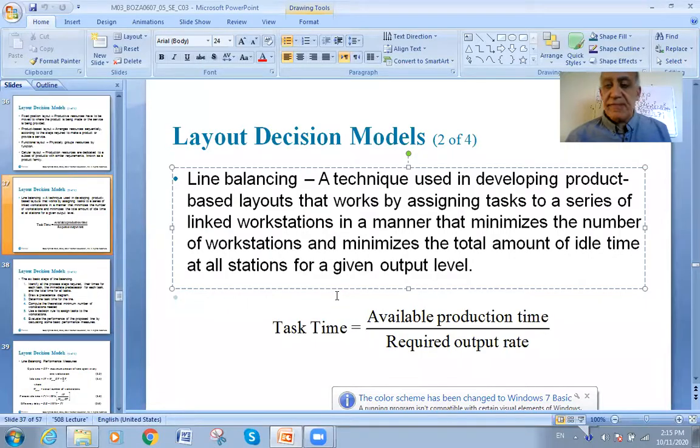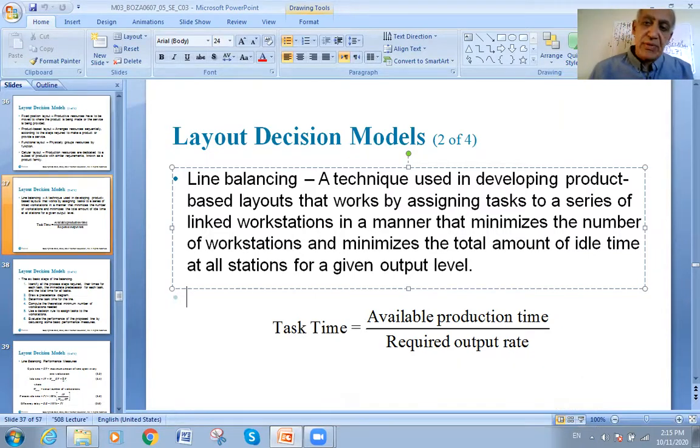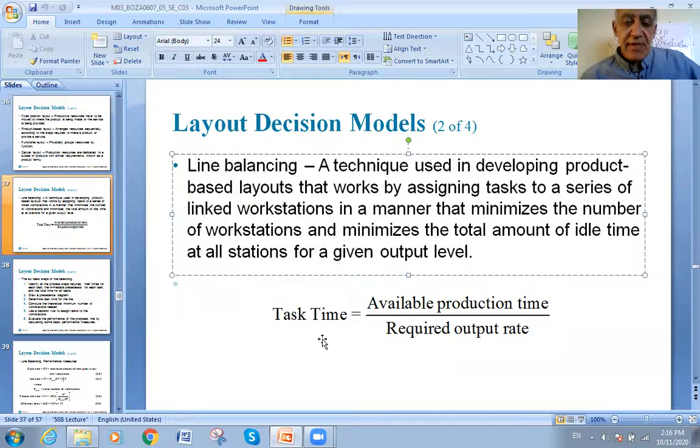So on chapter 3, usually your logistic exam and the quizzes will include a practical part and a theoretical part. So we will talk now about the practical parts of chapter 3. Here we have the task time. Task time, this is a law, is the available production time divided by required output rates.